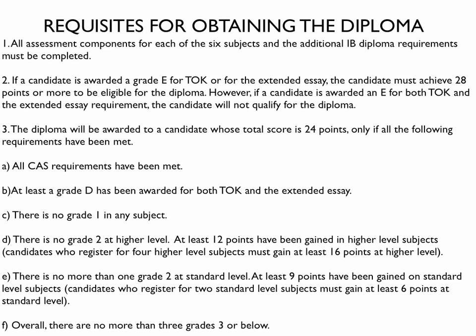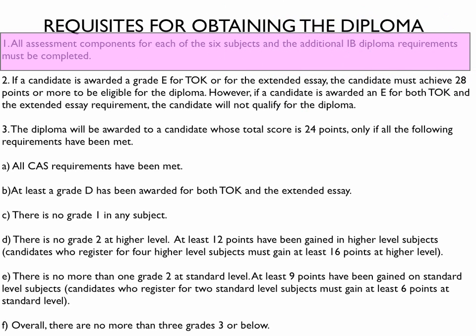Okay. So last but not least, we have the requisites for obtaining the diploma. What do you need to get the IB diploma? Okay, remember that you have 6 subjects. 3 of those are at higher level and 3 are at standard level. Okay, so number 1 says all assessment components for each of the 6 subjects and the additional IB diploma requirements must be completed.